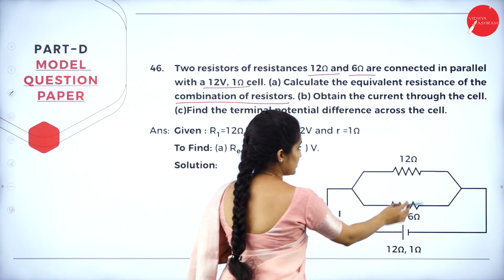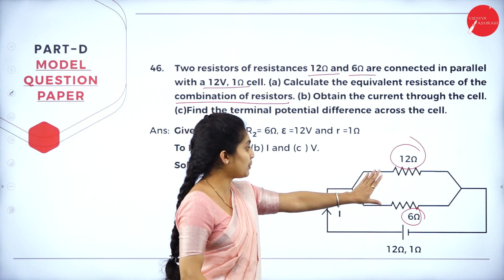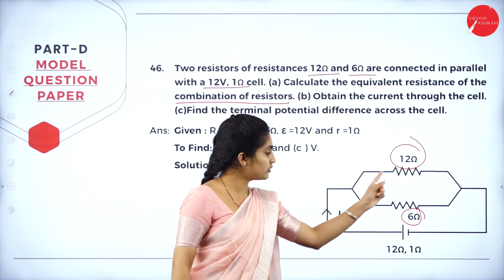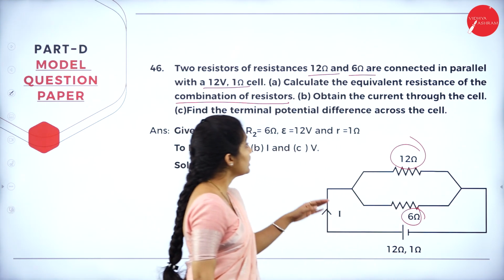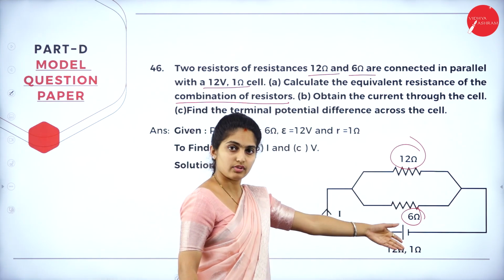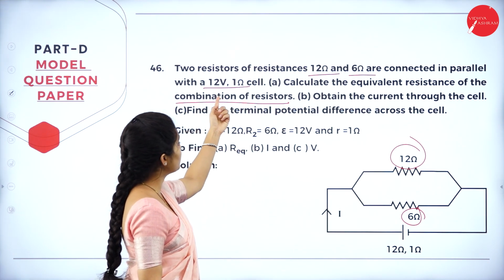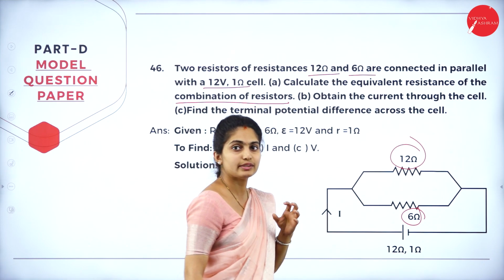There are 2 resistors, one is 12 ohm and one is 6 ohm, which are connected in parallel. So this is a parallel set. There should be one input and one output over here, so there have to be 2 wires connected to a source. They have given a 12 volt source, as well as a 1 ohm cell connected over there.